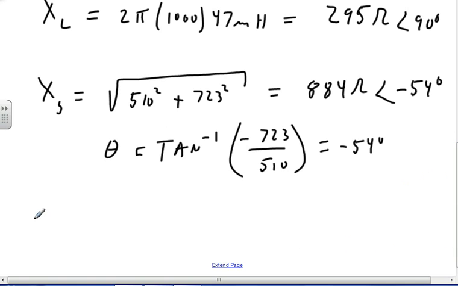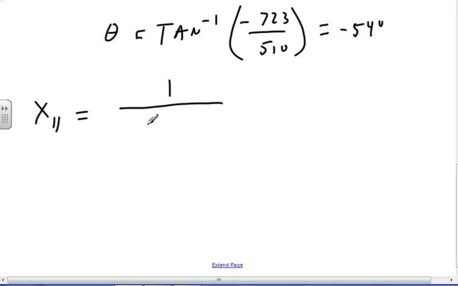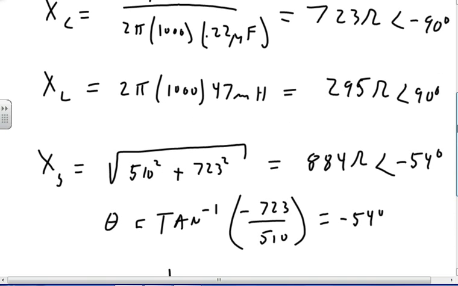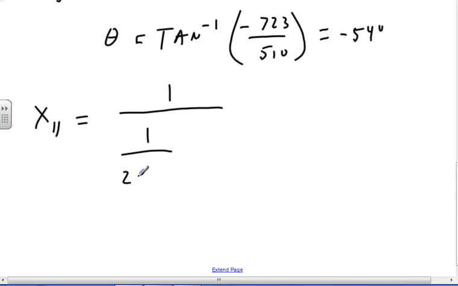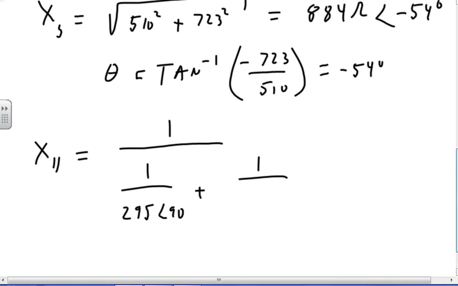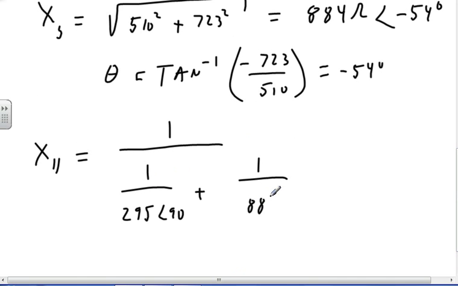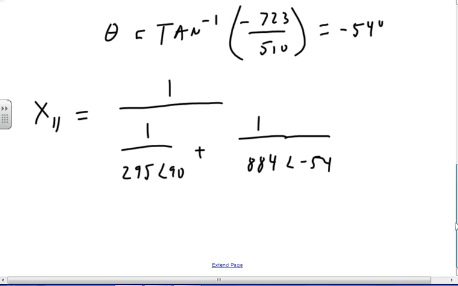Okay, now I'm going to find the impedance in the parallel path. 1 over 295 angle 90 plus 1 over 884 angle minus 54. Okay, so that's what I'm going to do.